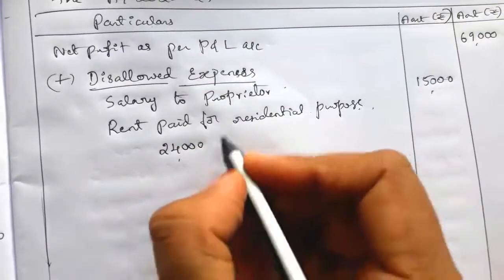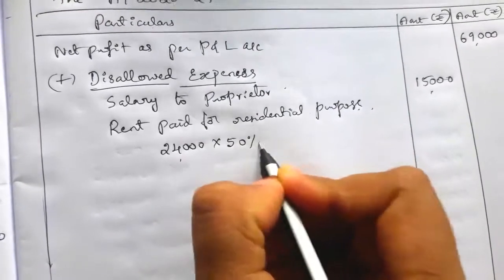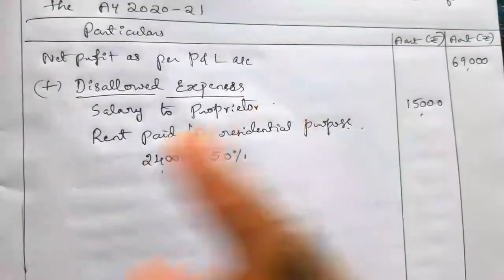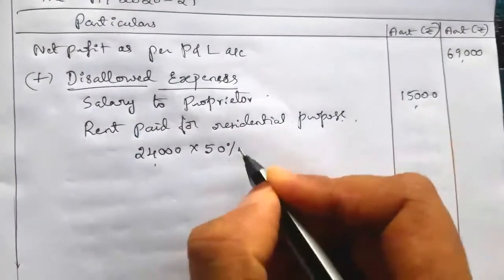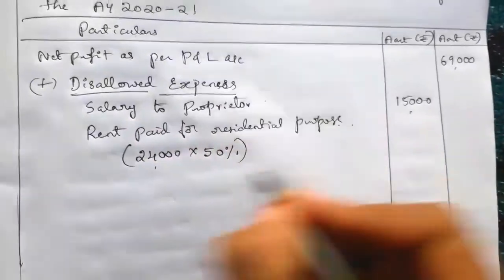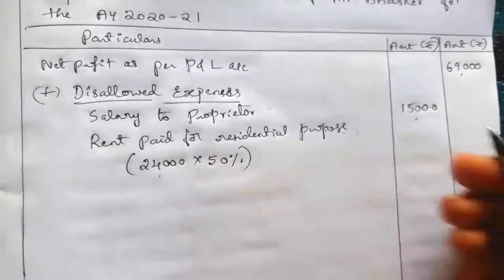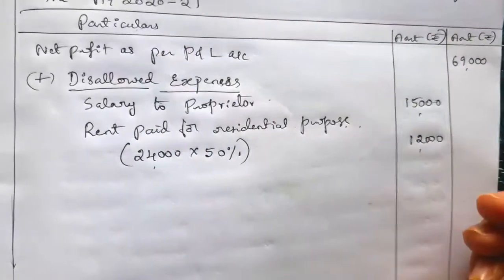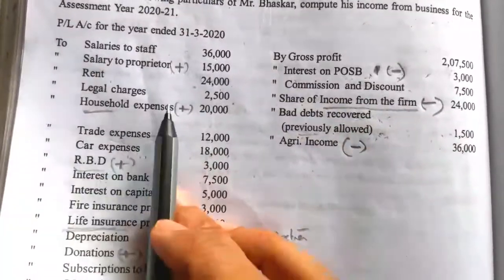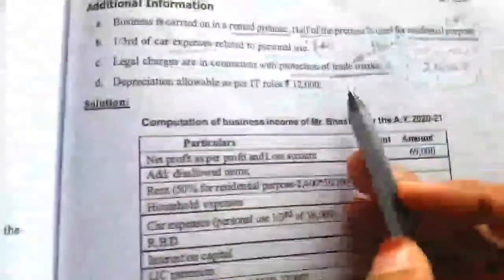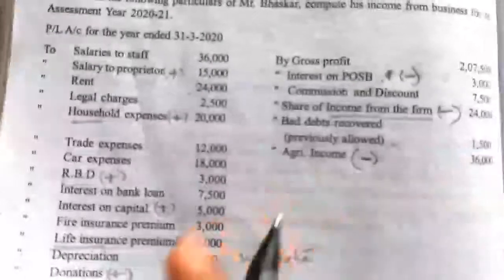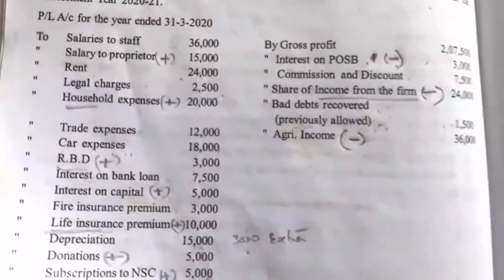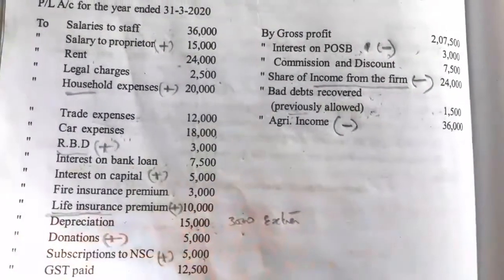So total rent paid is rupees 24,000. Half of the premises is used for residential purpose, which means half the rent is paid for residential purpose. So that is 24,000 into 50%. You can take 24,000 into 1 by 2 or 24,000 into 50%, which is equal to 12,000. Next is legal charges. Legal charges relate to protection of trademark, so it is allowed. When it is allowed, leave it as it is. Only the disallowed expenses we have to add to the net profit.